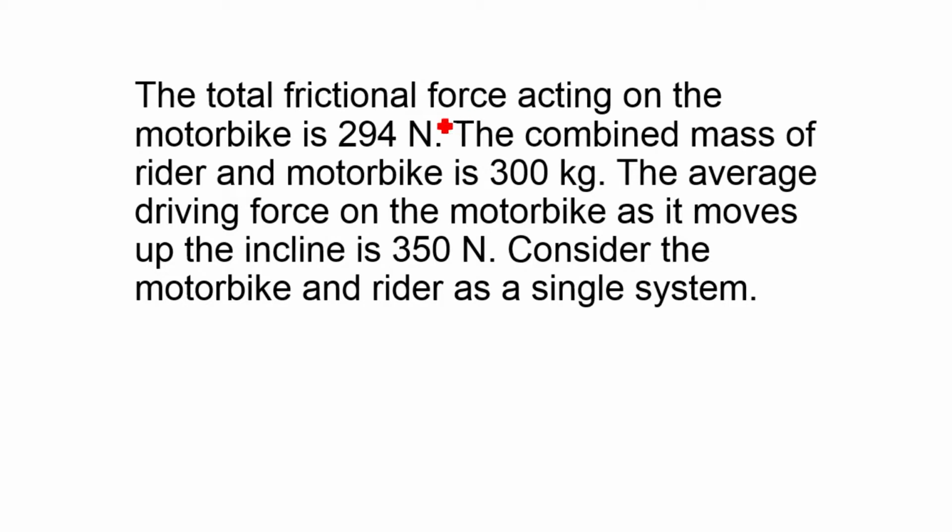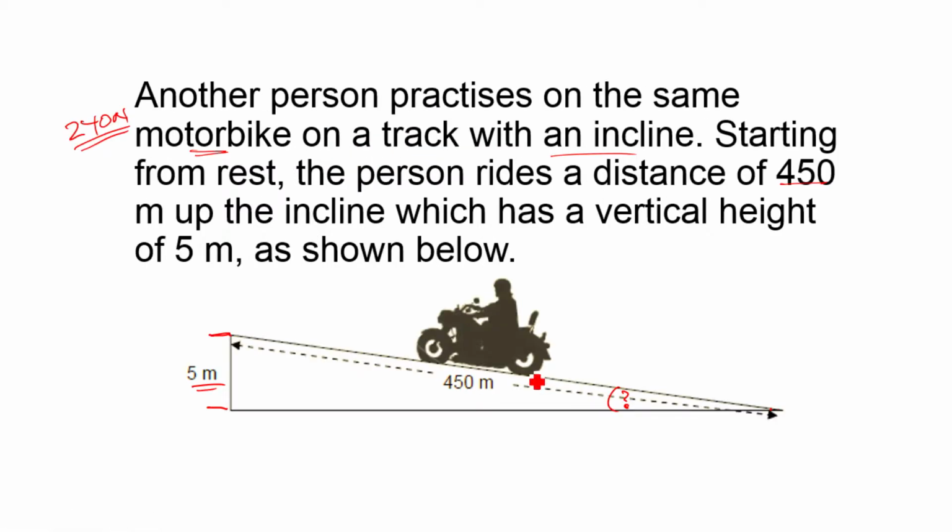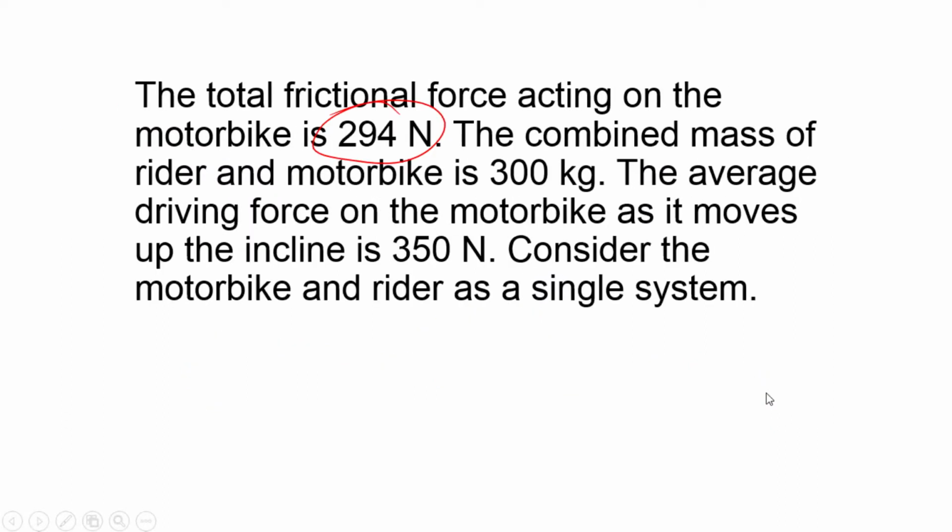The total frictional force acting on the motorbike is 249 newtons. Okay, we'll go back here, and there is a frictional force, and it's kinetic friction because this body is moving. It's 294 newtons. And the combined mass of the rider and the bike is 300 kilograms.